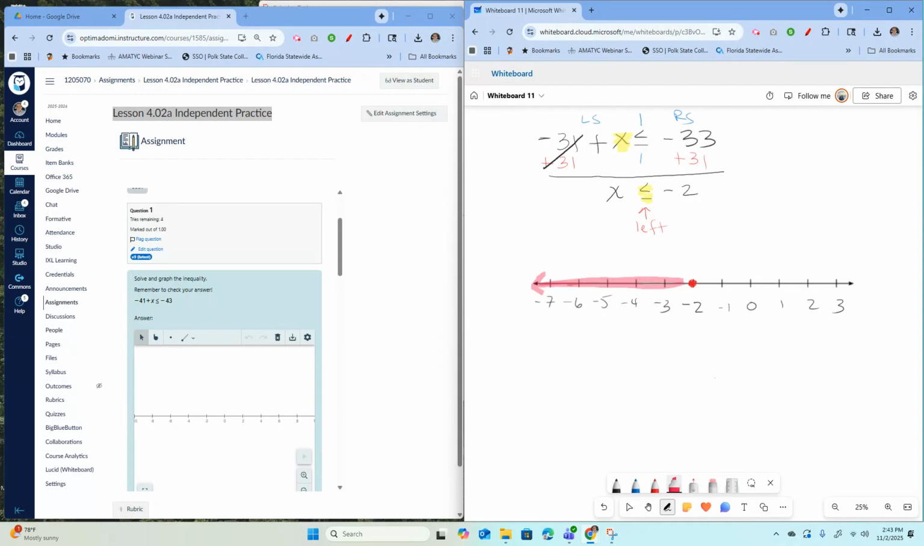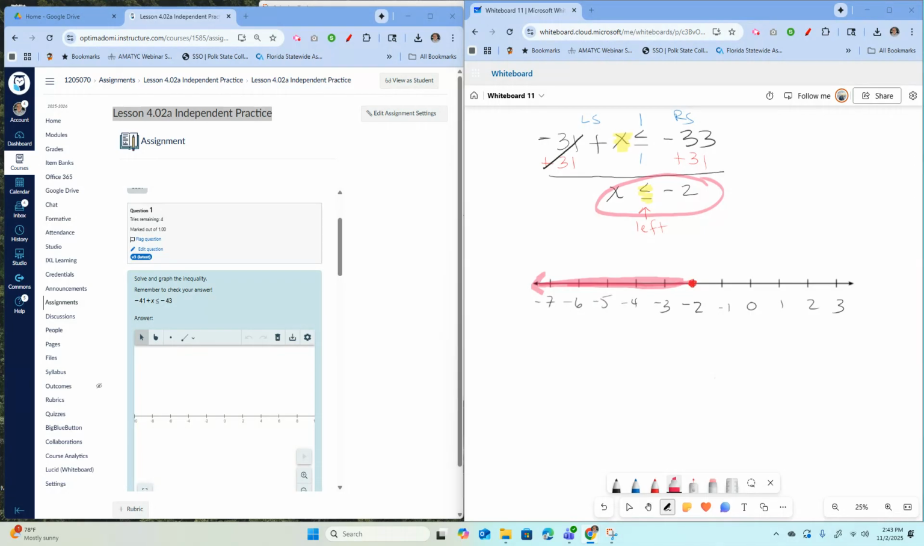And basically what I'm saying with the shading part is that all the numbers that are smaller or equal than negative 2 are to the left of negative 2, including the negative 2. That's basically what you're going to do here, and that's the graph. Your answer is the graph, not this up here, okay? So you're going to put the graph in there. That's how you do problem number one.